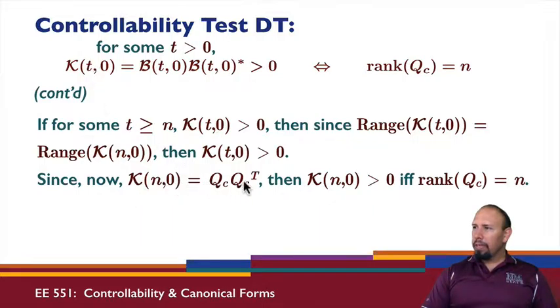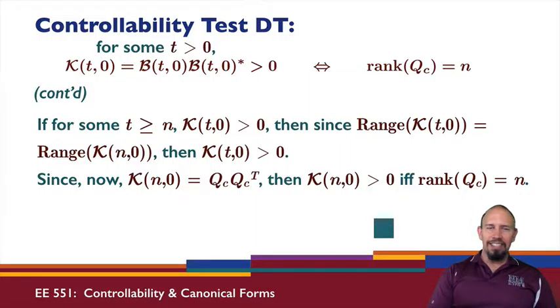The controllability gradient up to time n is related to the controllability matrix this way, and so the controllability matrix, which is given here, has range all of R^n if QC has range all of R^n because of the property that I showed. And so the rank of this must also be n. So we have this relationship, and so we've proved this test. Nice.